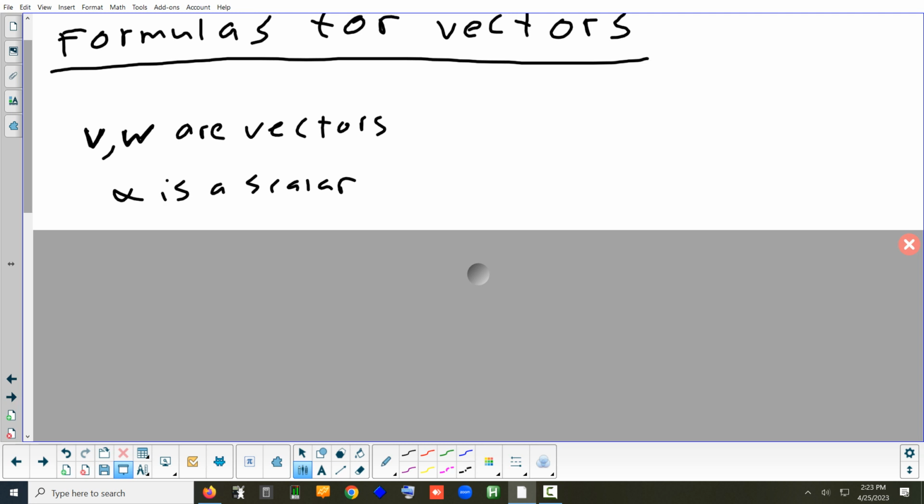Can someone remind me, when you scale a vector, what are the 3 things that can happen? Yep. You can get bigger, you can get smaller, and then it can flip. So it can get longer, it can get shorter, or it can flip the direction. Exactly.